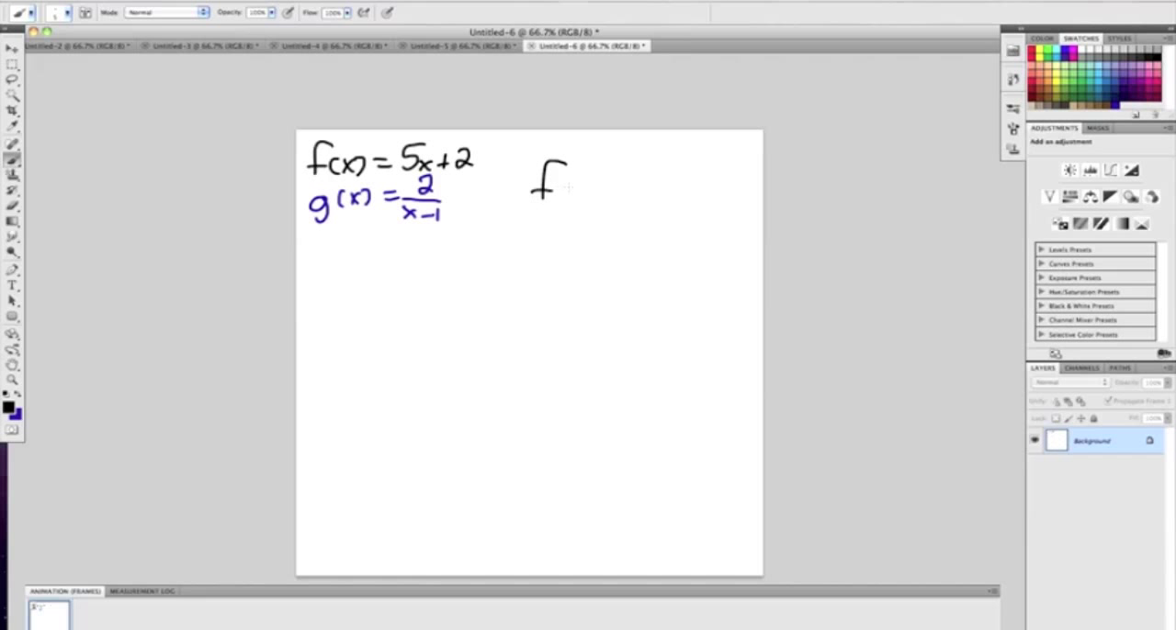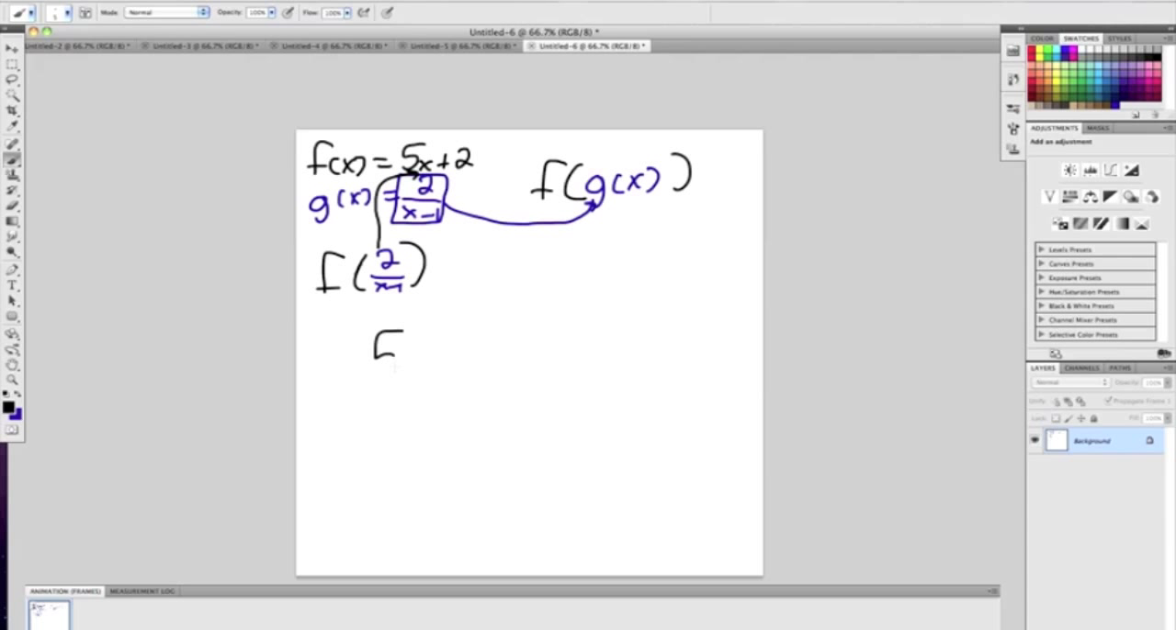That is f of g of x. Now for this one, what you would do is you would take what g of x equals, which is this, and substitute it for this. So you get f of 2 over x minus 1. Now what you would do is you would get this and substitute it in here for x.